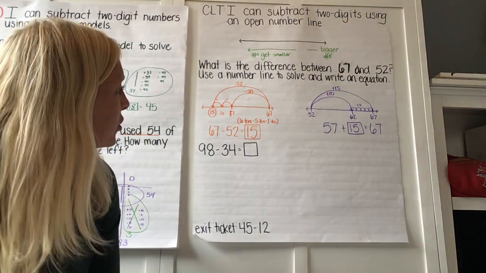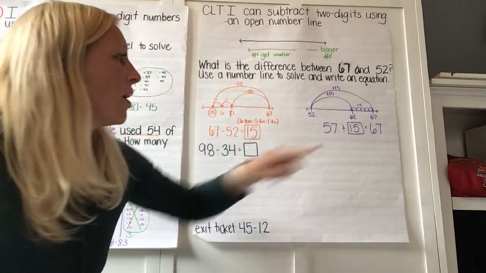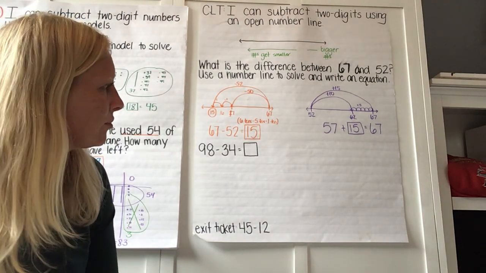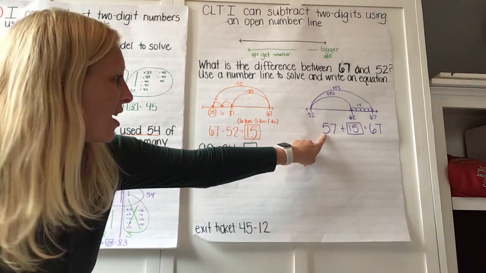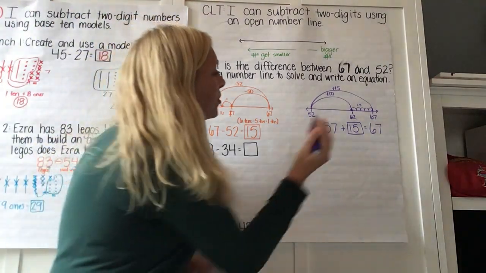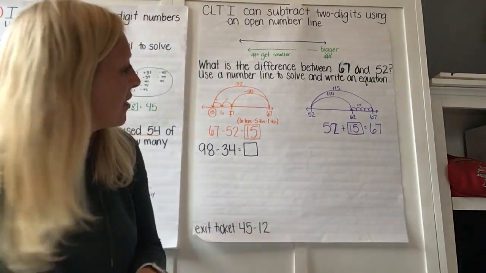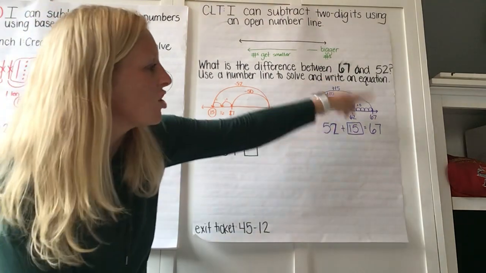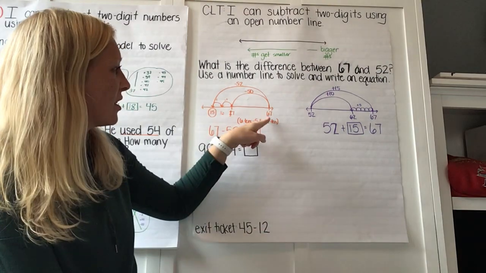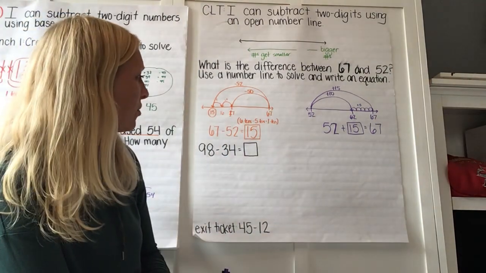What else do we notice about these two number lines? One subtracted and one added. All right. Do they add the two numbers together? No. So they started at 52. Silly Miss Baker, I realized that after. Why don't you guys catch me when I do things like that? Start at 52 and jump to get to 67 to find that difference. This one, starting at 67, taking away the other number that we know to get to what we don't know.